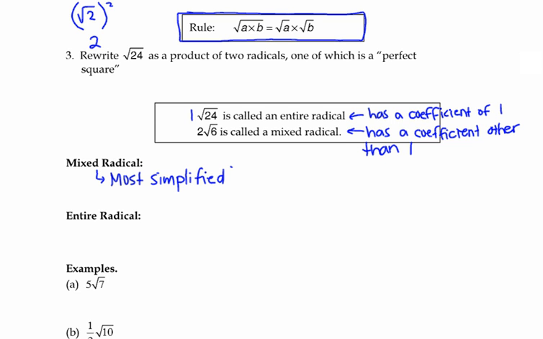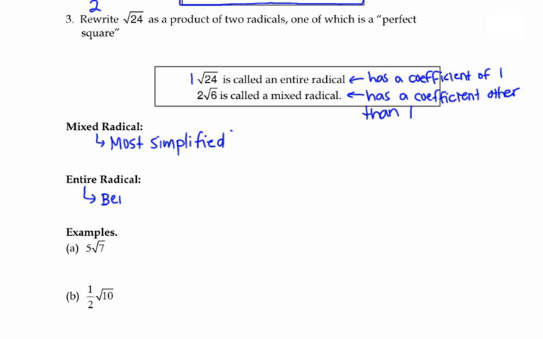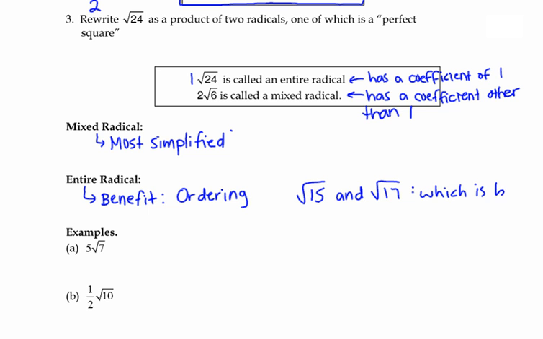The only benefit of an entire radical is ordering. So if you have root 15 and root 17, which is bigger? Root 17. It's obvious, right? You can obviously see which one's bigger. We can order who's larger than who. Is it easy to tell who's bigger, 2 root 3 or 3 root 4? No, we'd have to type that into our calculator. So that's the only benefit of being an entire radical.